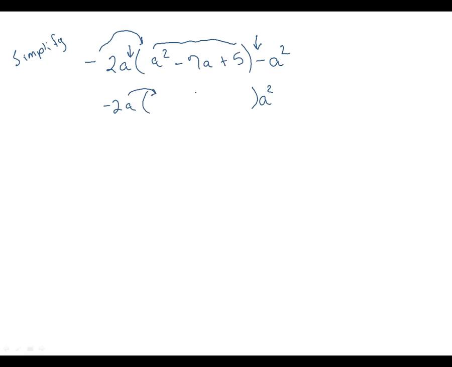So now we can go to distribute. What am I distributing? Why am I going to distribute this negative 2a but not this negative a squared? That's right. This subtraction sign right here is telling me that this is not multiplication, isn't it? This is a subtraction because there's a sign. There's no sign between this term and the parentheses. So this is telling me it's multiplication.